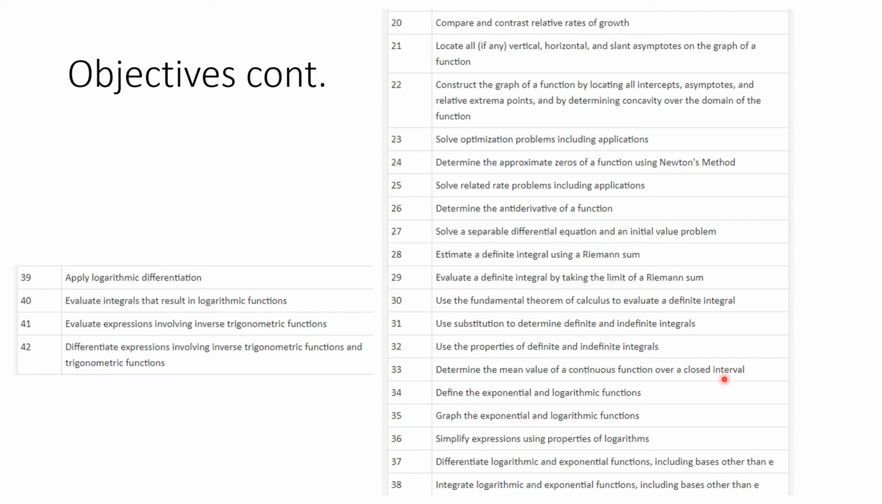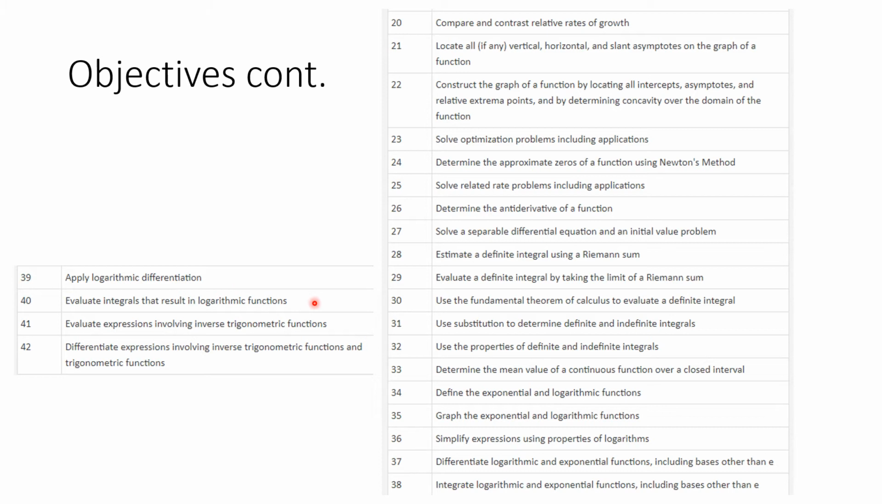over a closed interval. We'll define the exponential and logarithmic functions, and we'll graph them, and we'll simplify them using properties of those. We'll also learn about the calculus of them. We will learn about differentiating logarithmic and exponential functions and integrating logarithm and exponential functions for various bases. We will learn a technique known as logarithmic differentiation.